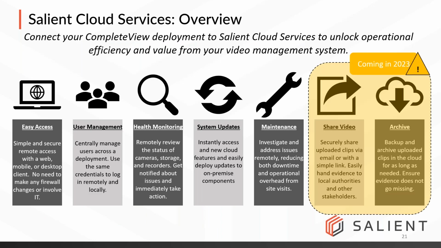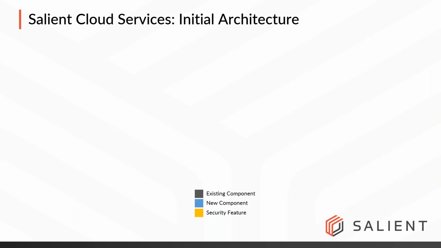So coming very soon with version 7.0 is the opportunity for Salient customers to connect their deployments to Salient Cloud Services and unlock a whole lot of new operational efficiency and value. You get to benefit from really easy remote access, not just for the end user customer, but also for the integrator. Easy remote user management, health monitoring, system updates, and maintenance. Over time, as we expand this offering, we'll have the ability to store and share clips through Salient Cloud Services as well. So how's this going to work?